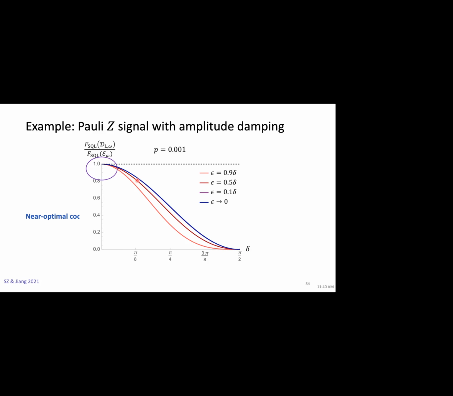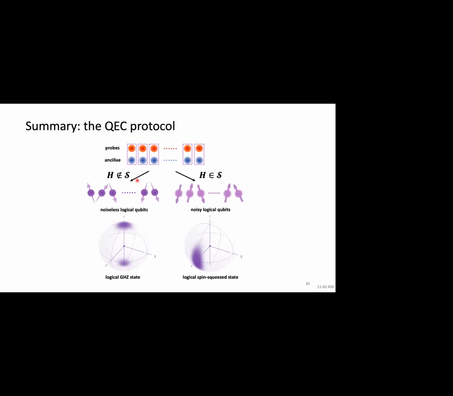Okay, so just to summarize, the QC protocol goes like this. We have a bunch of probes and a bunch of ancillas. The first step is we do some encoding of these probe and ancilla pairs. After the first level encoding, everything becomes a qubit, so we have a bunch of logical qubits. In the case where the Hamiltonian is not inside the Kraus span, we would have a noiseless logical qubit. But in the case where the Hamiltonian is inside the span, we would have a noisy logical qubit.